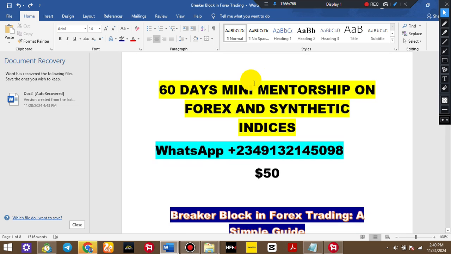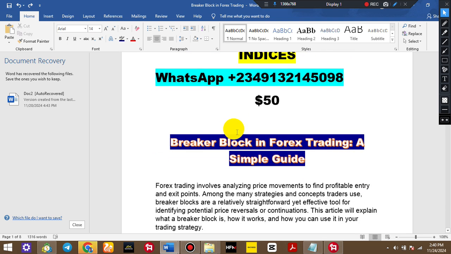Today we are going to be talking about the breaker block in forex trading. You see, many traders out there are finding it difficult to find reasons why sometimes their support doesn't hold, their supply zone doesn't hold, their demand zone doesn't hold, or probably those who are using the ICT concept, bullish order blocks and bearish order blocks fail them.